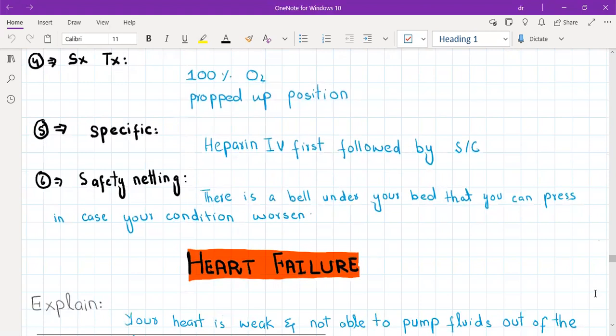Okay, so in case of an admitted patient, your safety netting is just telling the patient these lines.